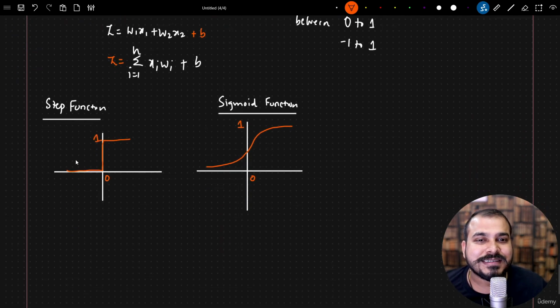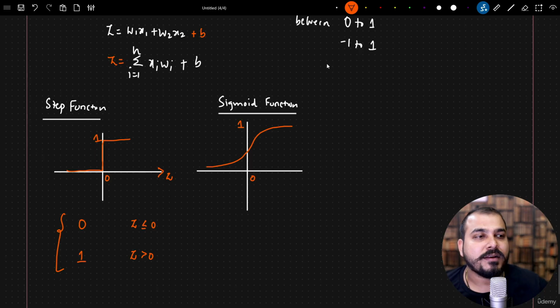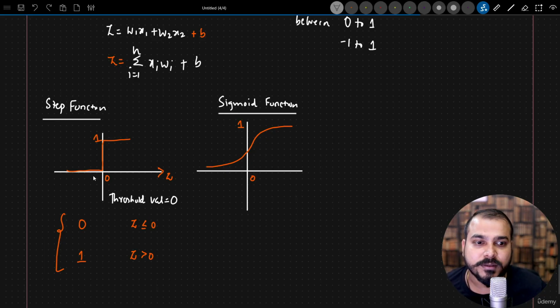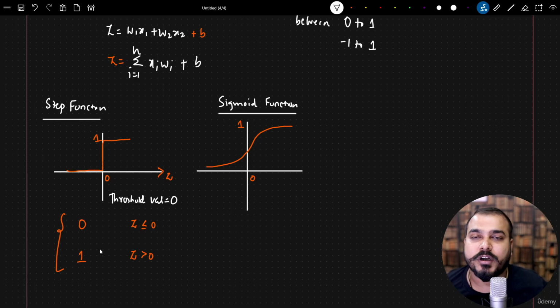So in case of step function, what we do is that we get two conditions. Okay, let's say this is my Z value. If my Z value is less than or equal to 0, I'm going to make it 0. And if my Z value is greater than 0, I'm going to make it 1. So in step function, my threshold value is basically 0, right? Either I need to get 0 or 1. So whatever Z value I'm getting, after I apply a step function on top of that, if this Z value is less than or equal to 0, it is going to become 0. Otherwise, if it is greater than 0, it is going to become 1.